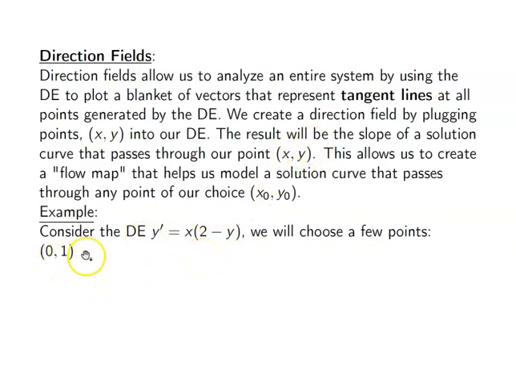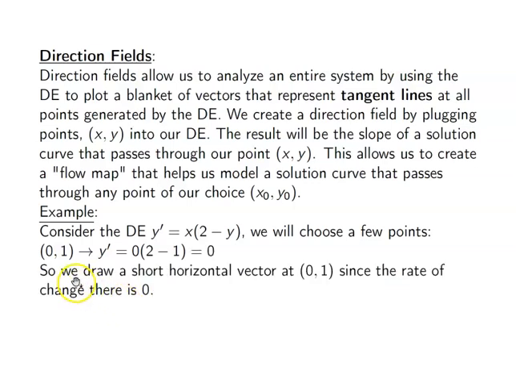So for instance, if I plug in 0 and 1, I plug in 0 for x, 1 for y, 0 times anything is 0, so I'll get out 0. Okay. So what I would do is at this point 0, 1, I would draw a small line that is horizontal, that has a slope of 0, right? Slope of 0 means I'm horizontal. So at the point 0, 1, I would just draw a small horizontal line, and I would put an arrowhead at the end of it, right? Because these are going to be vectors, right?